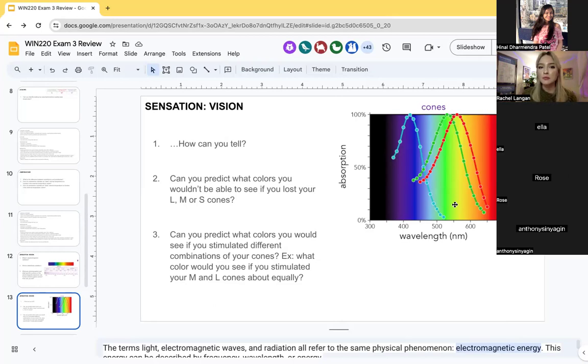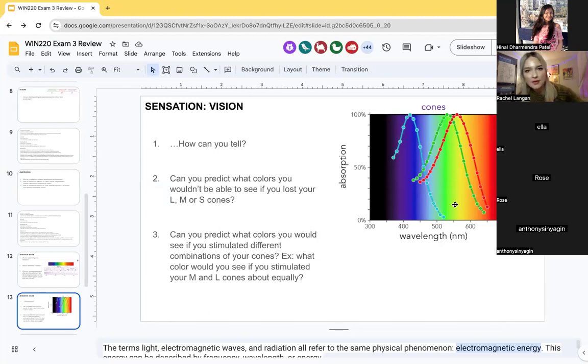So are you saying like at night cones are turned off and only rods can see? Yes, exactly. But even during the day, the cones absorb different lights and are able to interpret colors. So how come rods don't do that?